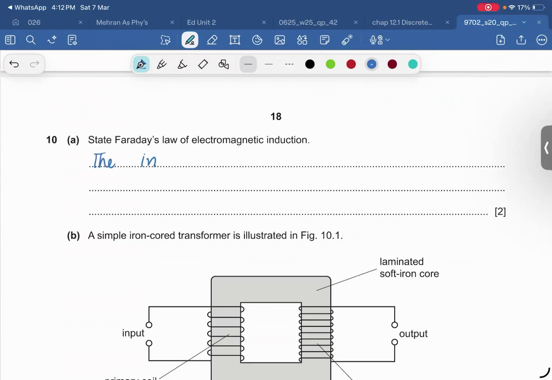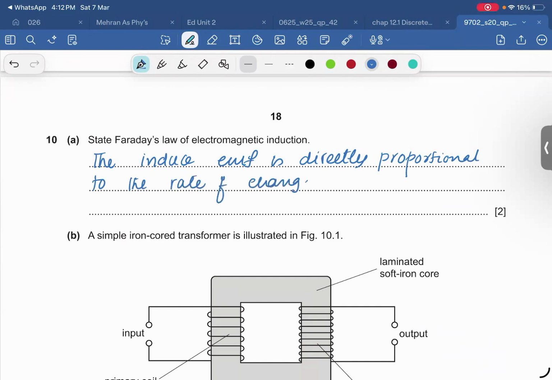The induced EMF is directly proportional to the rate of change of magnetic flux linkage. Linkage, right? This is the concept.